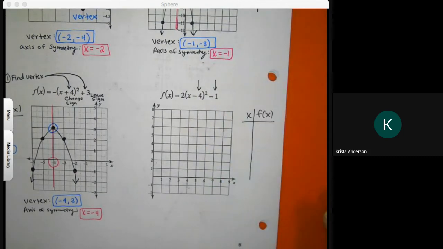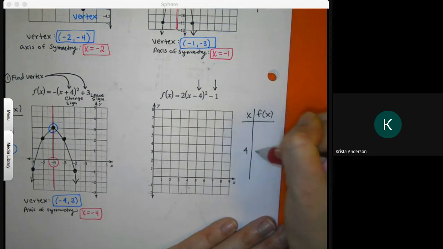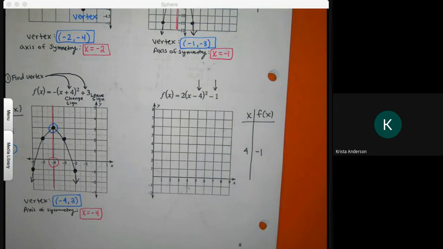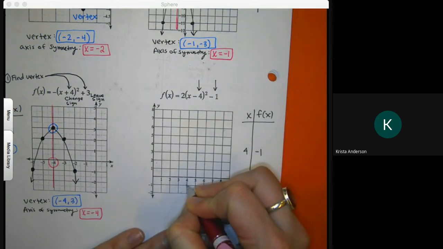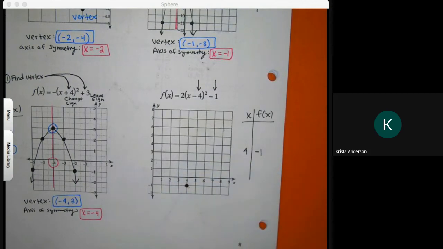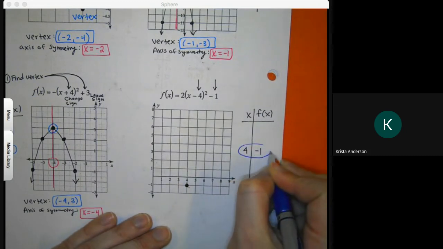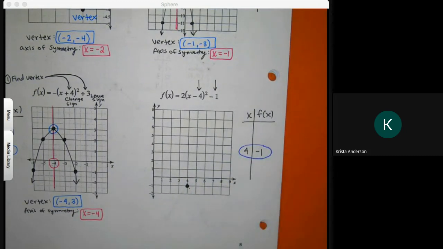Can somebody help me write down what the vertex will be? What will my center point be? 4, -1. Good. That's my vertex. This helps me build. Anybody know what I do next to build the rest of the points?